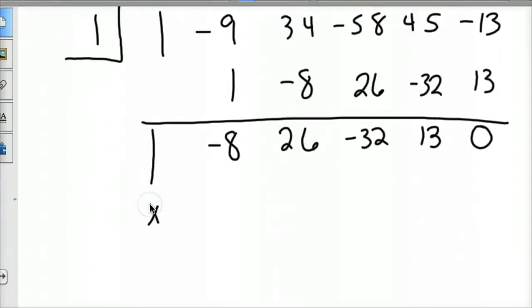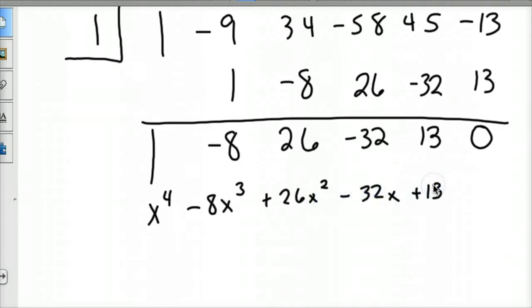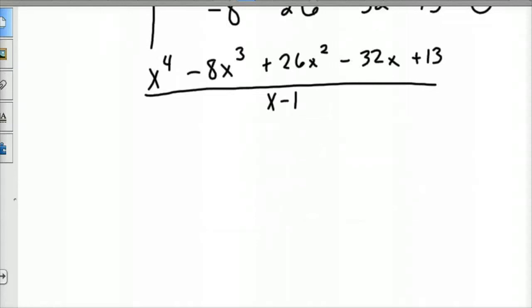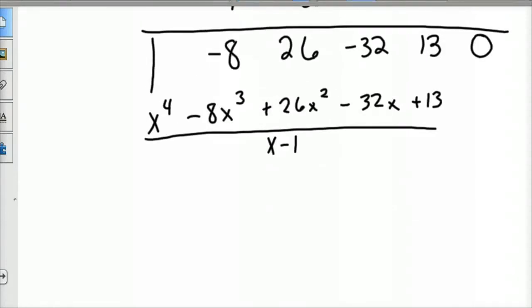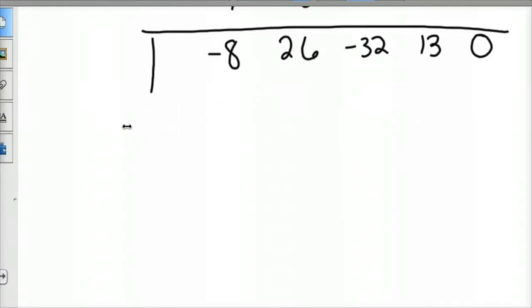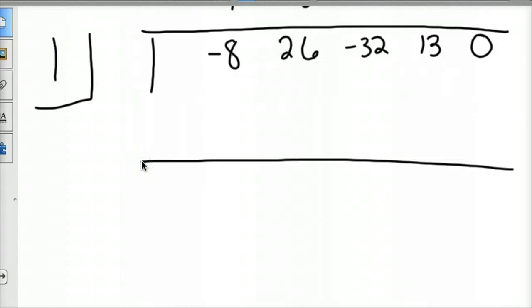So now what we have, since we started with x to the 5th and we divided by x minus 1, we have x to the 4th minus 8x cubed plus 26x squared minus 32x plus 13. And then we're going to divide that again because the positive 1 occurs 3 times by x minus 1 again. So we're going to divide it again using synthetic division. I'm going to divide it by 1 and do synthetic division again.